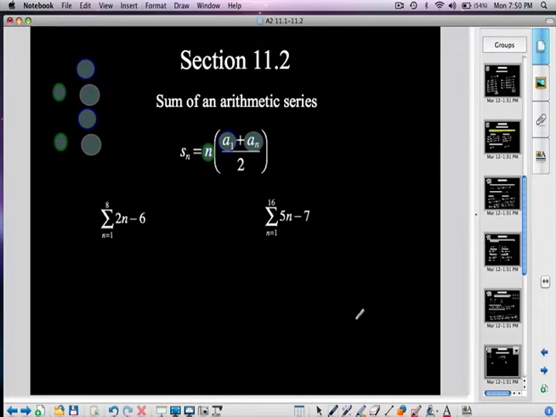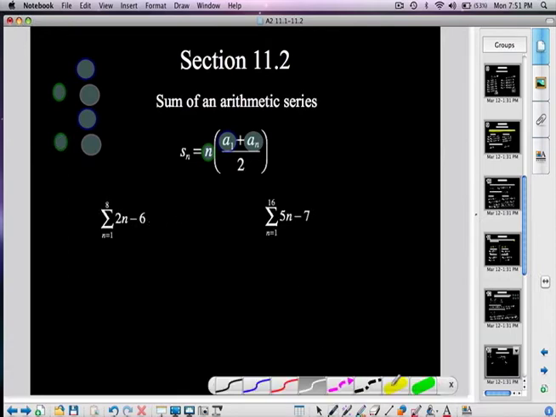If I want to find the sum of an arithmetic series, I can use this formula. The sum of n terms will be equal to n times the average between the first term, a sub 1, and the nth term, a sub n. So in order to use this formula, I need to know how many terms I am finding the sum of. I need to know the first term, and I need to have the nth term. And I can always find the first term or the nth term by using the explicit rule.